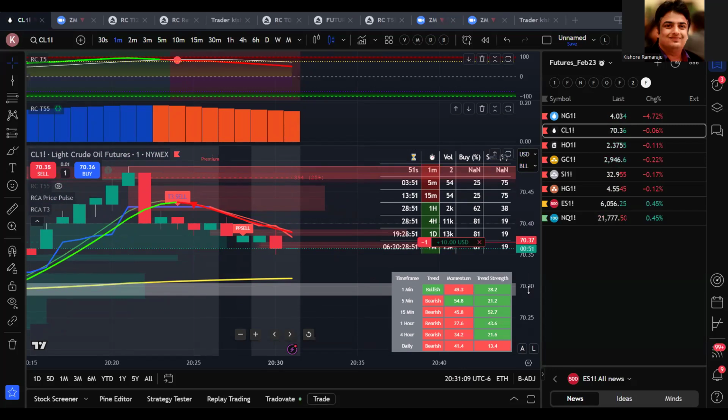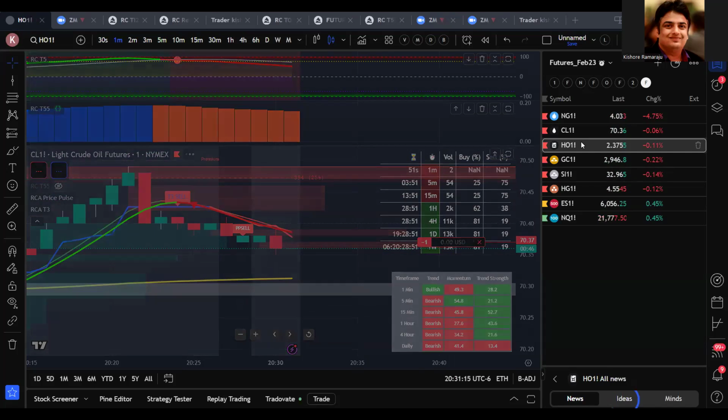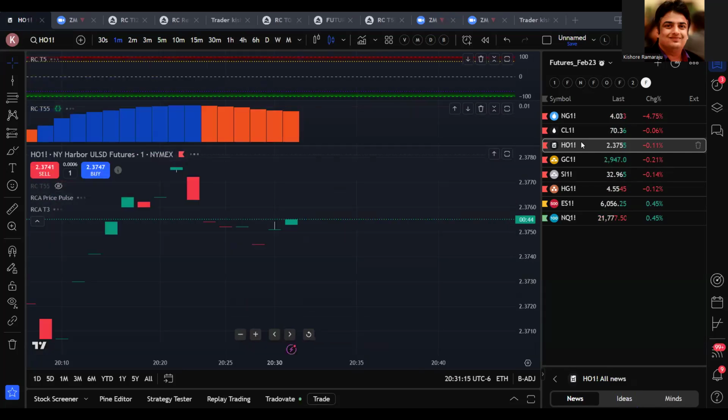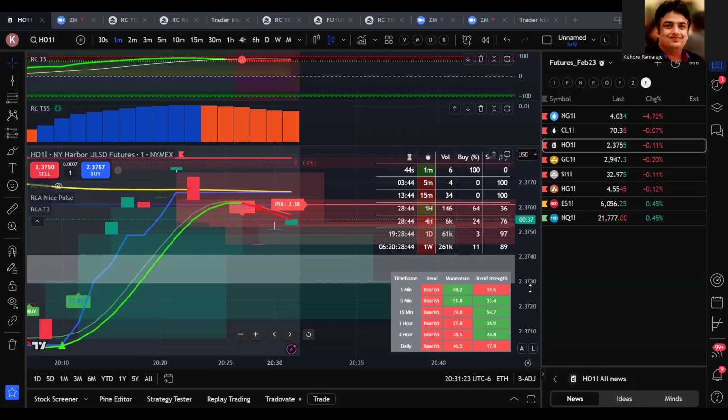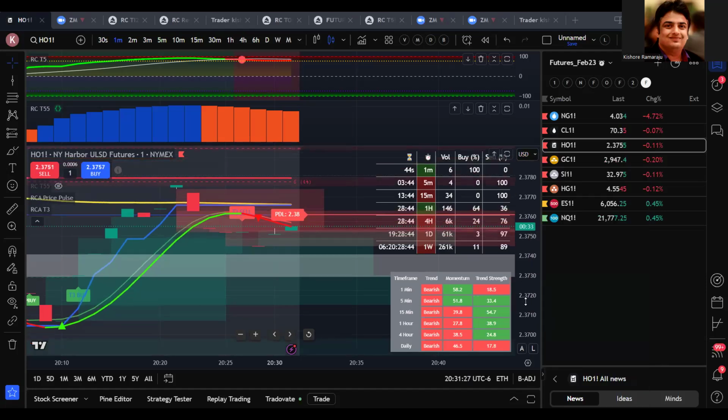So you can take a shot on crude oil. And generally, when crude oil goes down, your heating oil also will go down. But the volume of heating oil and RB will be very less during this time. But yeah, for now, let us focus on crude oil.